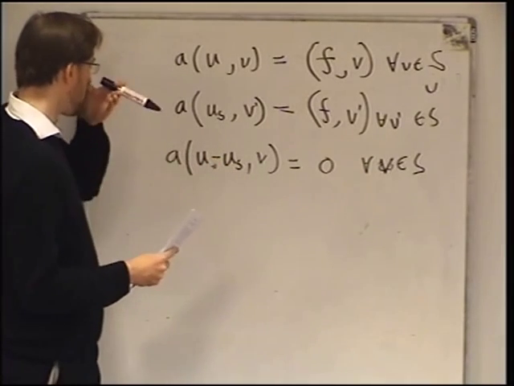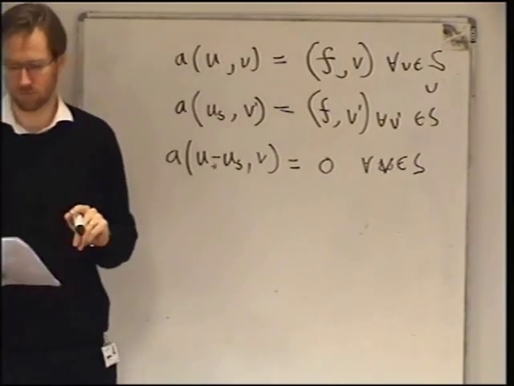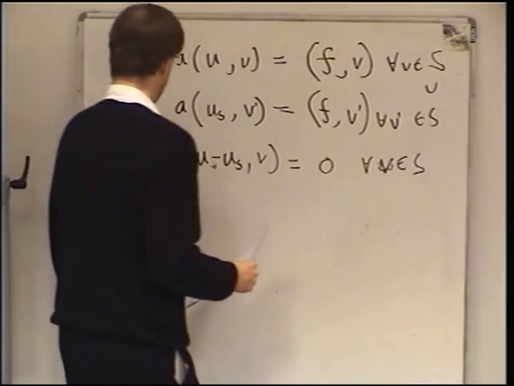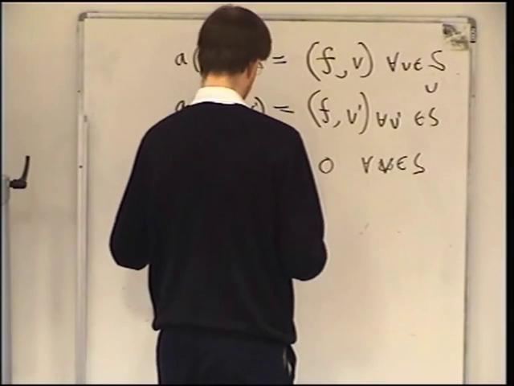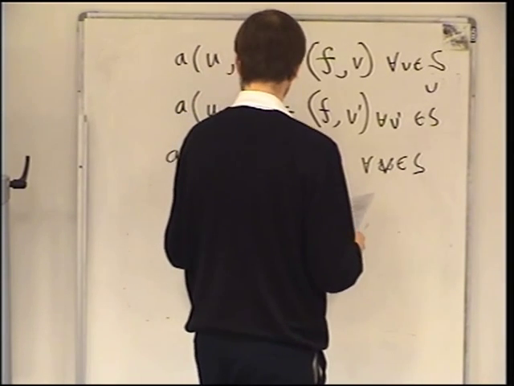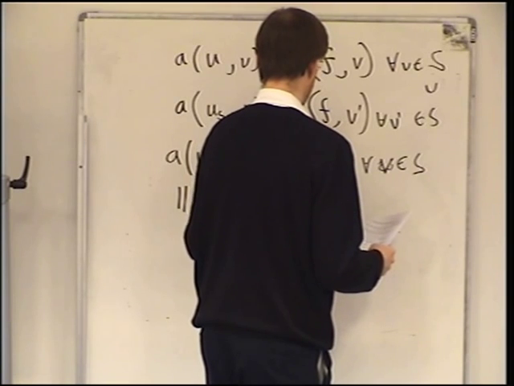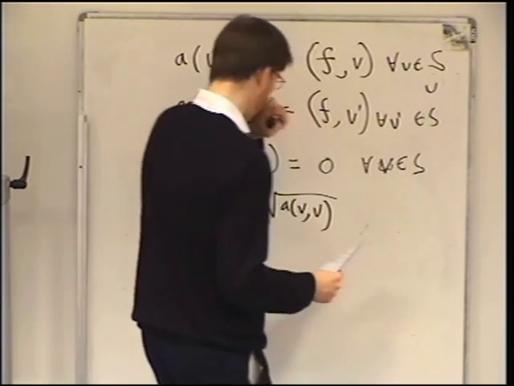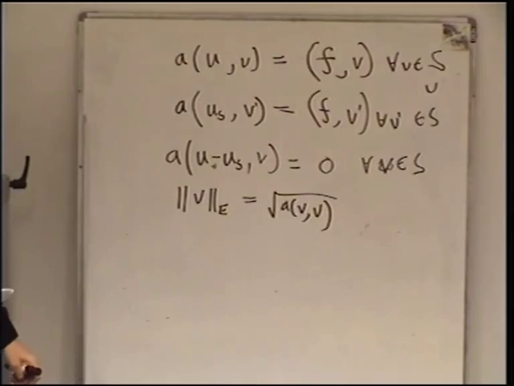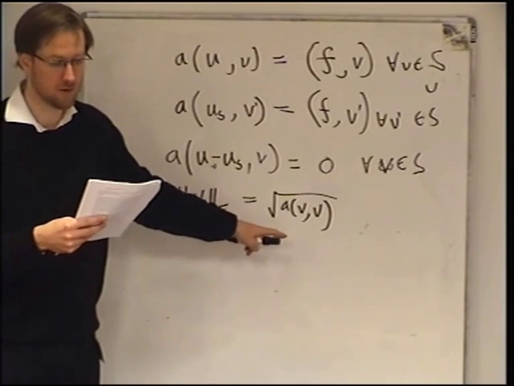As we learnt last week, anytime I have an inner product, I have a norm. And so we can define an energy norm, so called E, energy, and that's just equal to the square root of a(v, v). That's, just as we learned last week, the norm induced by this inner product. So nothing new there.